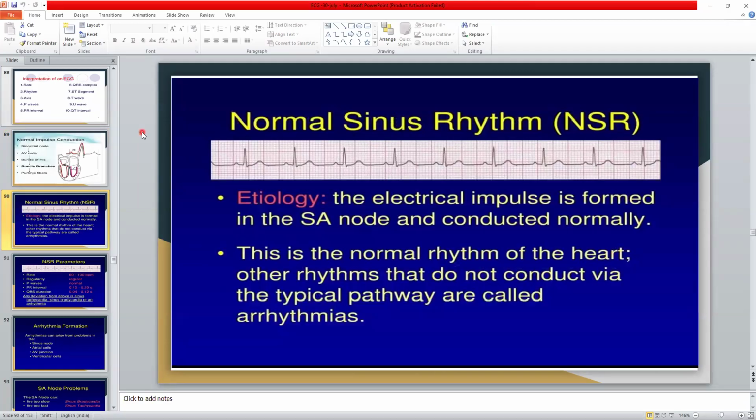Now let us start with the heart rate and the rhythm together. This is the normal regular sinus rhythm. Here the impulses are generated by the SA node and conducted normally.